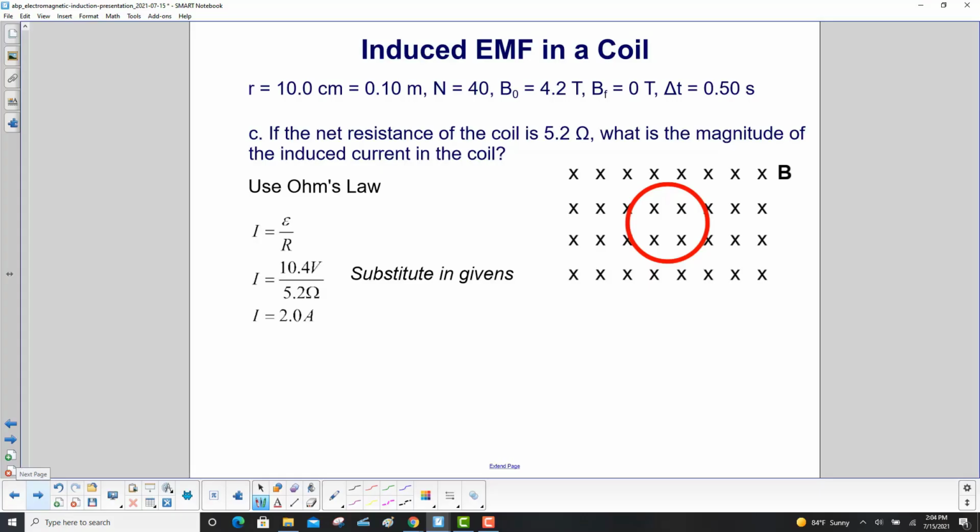Now we need to find the magnitude of the induced current, where we're given the resistance of our wire. And we get to use Ohm's law. Voltage over resistance, or EMF over resistance. Remember, EMF acts just like voltage here. We substitute in our givens and our found, and we find we have a current of 2 amps.